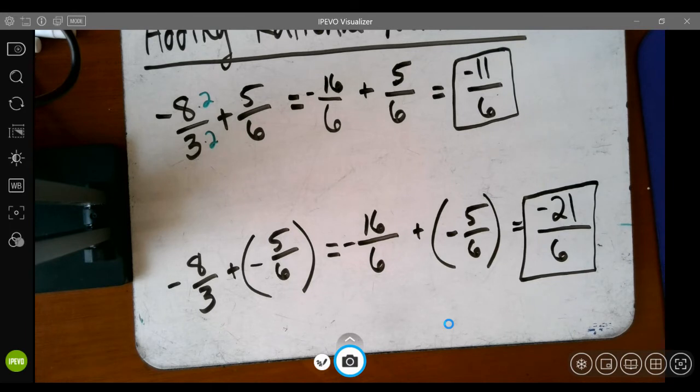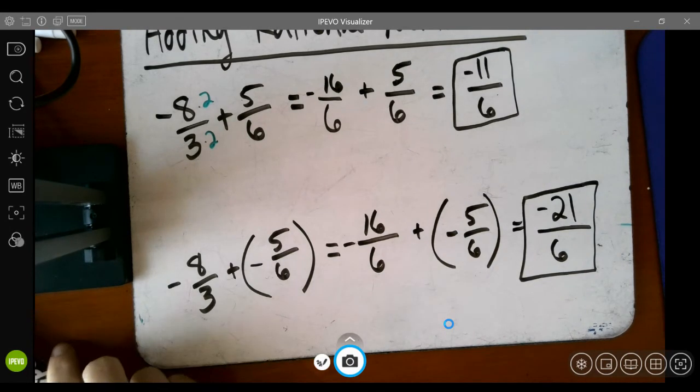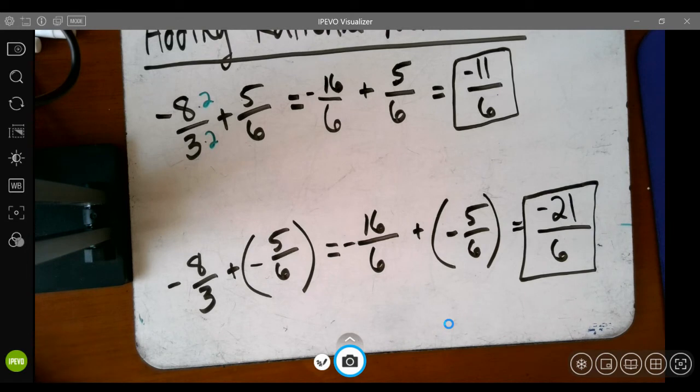Now we can convert both of these improper fractions to mixed numbers. But in terms of your homework and your tests and your quizzes and everything, an improper fraction is fine. I actually prefer an improper fraction. I'm just going to show it so you know how to do it.